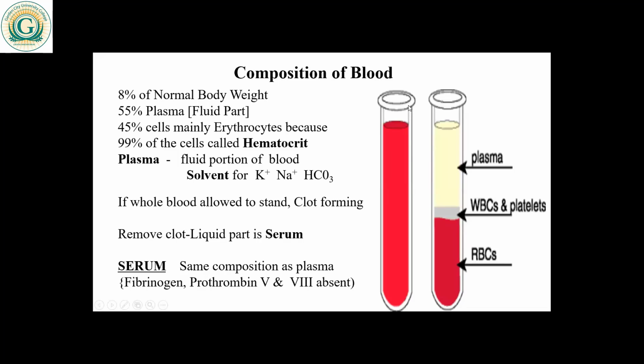Looking at the composition of blood, we are saying it's made up of 8% of normal body weight. So if you weigh, let's say, 70 kilograms, 8% of this weight is made of blood. Then when you take 100% blood, 55% is made of plasma. Plasma is the fluid part. Then the remaining 45% is made of cells, and these cells are red blood cells, white blood cells, and then the platelets.